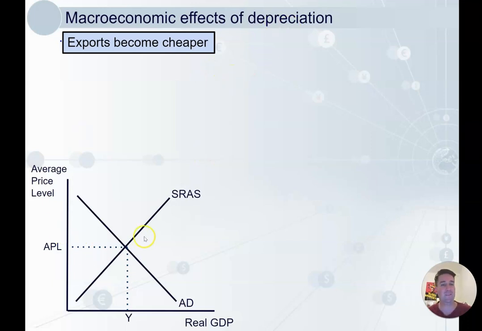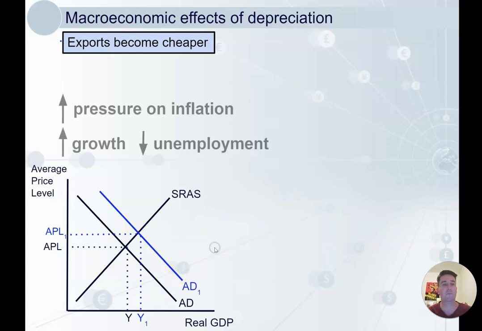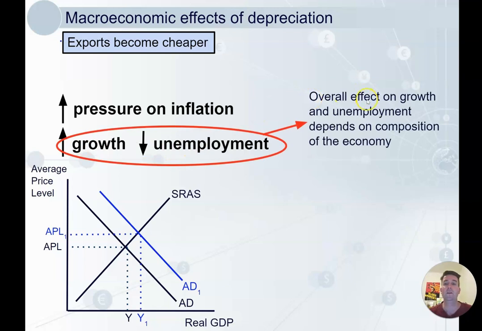That same thing, we get sort of two opposite effects here. Exports become cheaper. That is going to increase aggregate demand. We're going to sell more exports, right? So again, the consistent thing is what happens to the price level. Increased pressure on inflation, but more growth, less unemployment. So again, the overall effect on growth and unemployment depends on the composition of the economy.